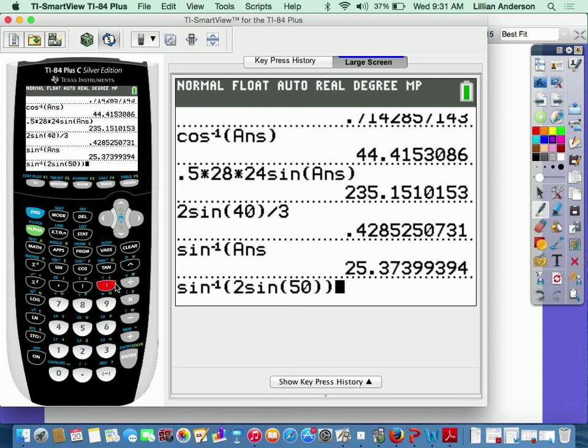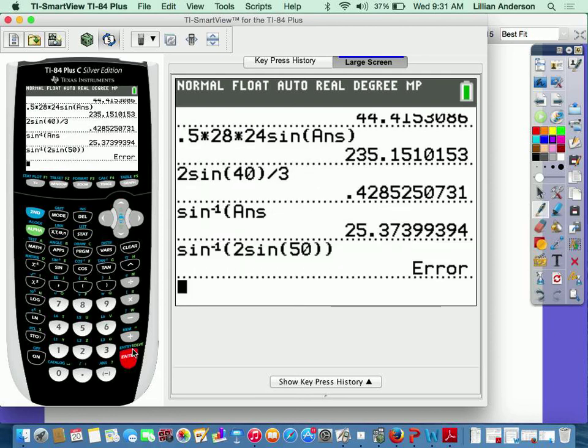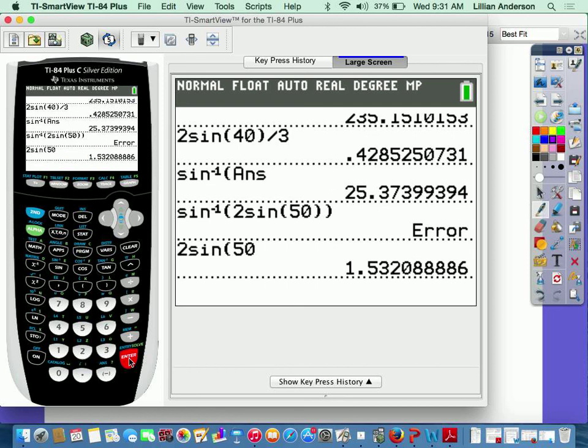When I take the sine inverse of 2 sine 50, I run into a domain error. The reason why is because when you do 2 sine 50, you get a number that's bigger than 1. And if you remember anything from the unit circle, what was the highest that the sine graph went to? Think about the graph of sine. What was the highest it went? And the lowest?